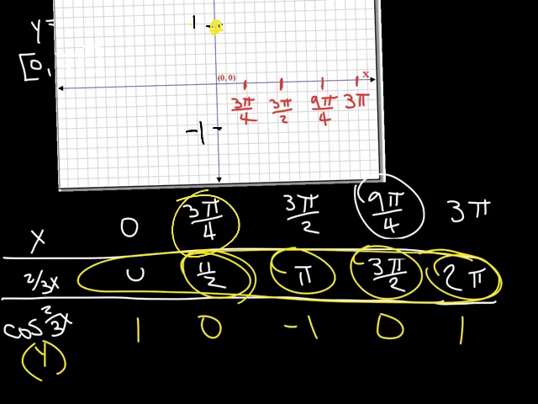When x is 3 pi over 4, y is 0, because I'm taking it from here. I'm just looking at whatever my x value is and plugging my y value in. So when x is 3 pi over 2, y is -1. When it's 9 pi over 4, it's 0. And when it's 3 pi, it's 1. So there ends up being my cosine wave.